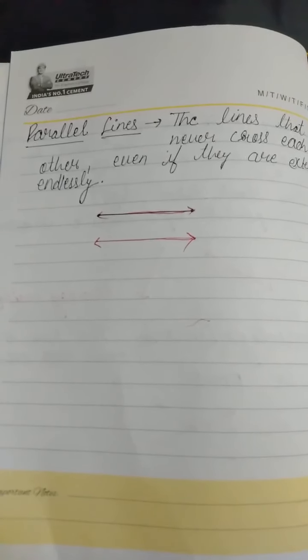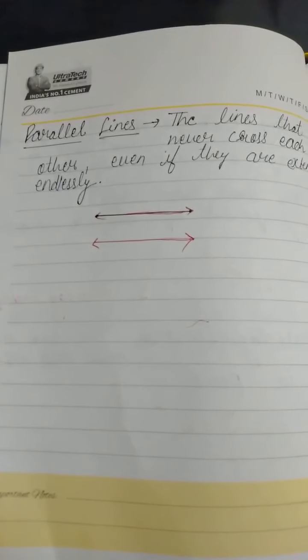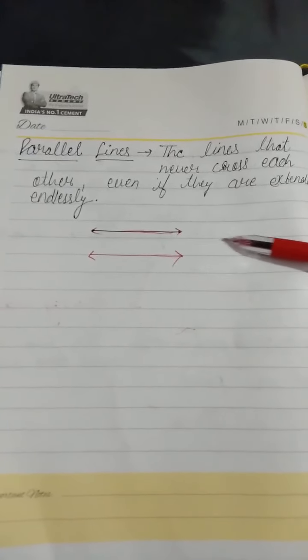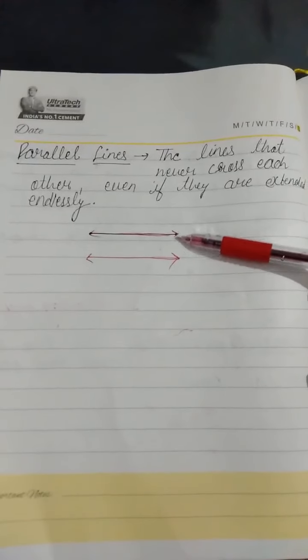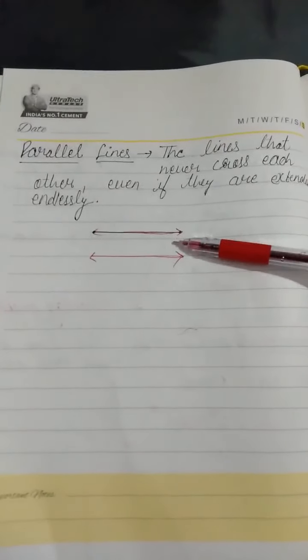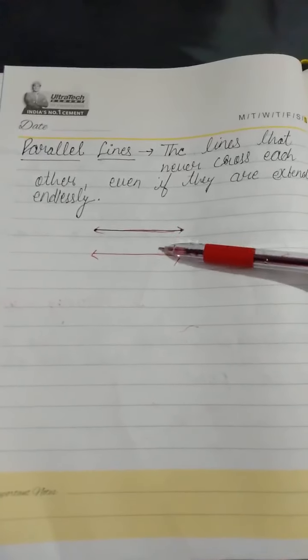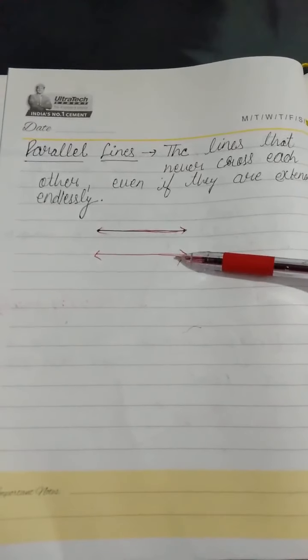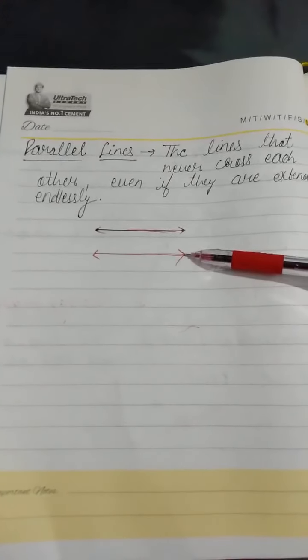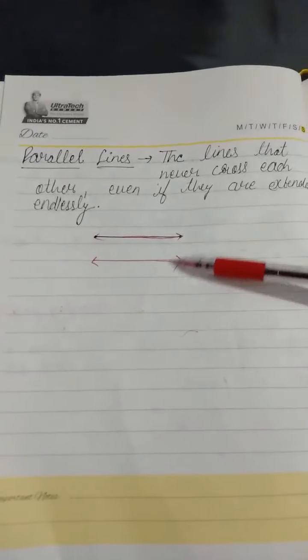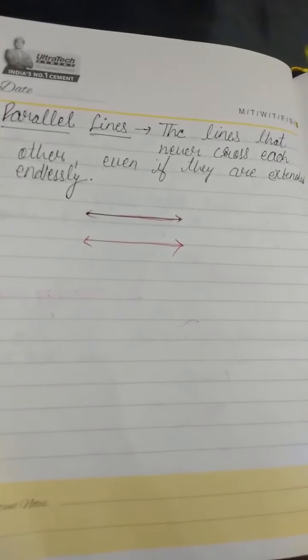Now parallel lines, lines that never cross each other even if they extend endlessly, like those two lines. We can extend both lines in any direction, but at no point will they cross each other. So these are called parallel lines, like a railway track. Okay, this and this line will never cross each other even if we extend those lines endlessly. So these lines are parallel lines.